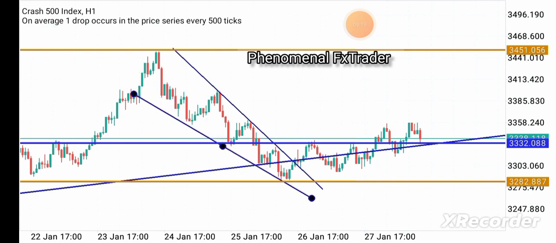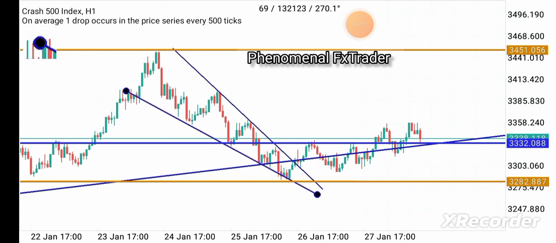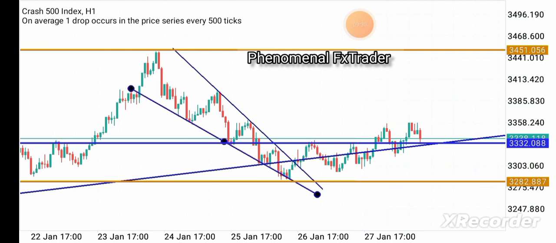I'm trying to put this thing properly. Okay, after marking out this structure in the market, we can see that this is a kind of descending wedge, and wedge patterns mostly indicate possible reversals in the market.